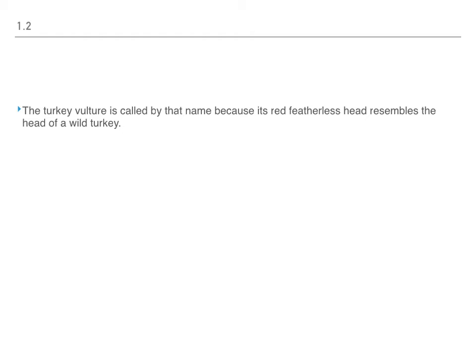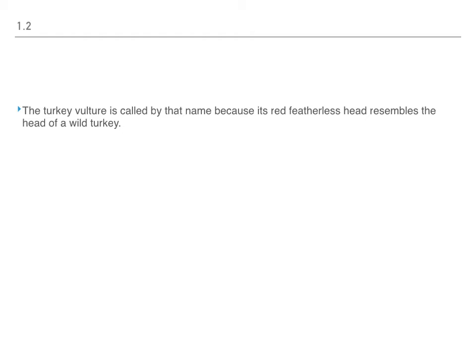Well, one way you can try to distinguish whether it's an argument is you see the word because right there. And because sometimes indicates a premise, but clearly you might want to ask yourself, if that is the premise, and therefore the conclusion is the turkey vulture is called by that name, you might want to substitute therefore in there and see if it works. So the turkey vulture's red featherless head resembles the head of a turkey, therefore it is called that name.